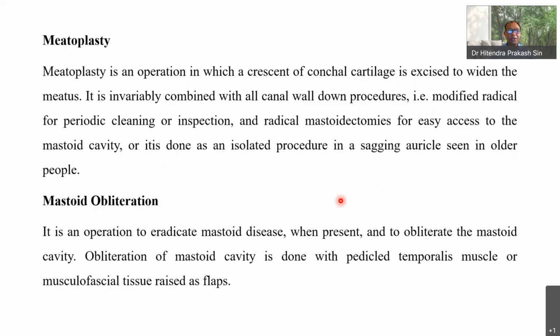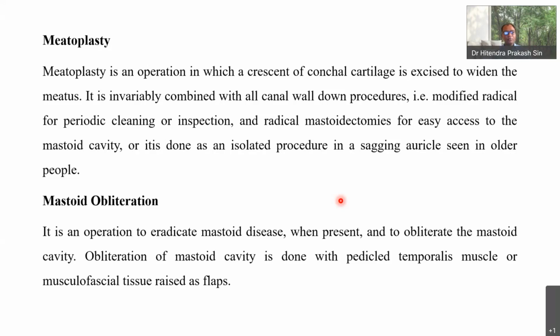Now, what is meatoplasty? Meatoplasty is an operation in which a crescent of conchal cartilage is excised to widen the meatus. We widen the meatus. It is usually combined with all canal wall down procedures because we are making a big cavity and taking away the canal wall. So they have to have a big meatus so that we can look into the cavity, periodically clean it, inspect it, and easily access it.